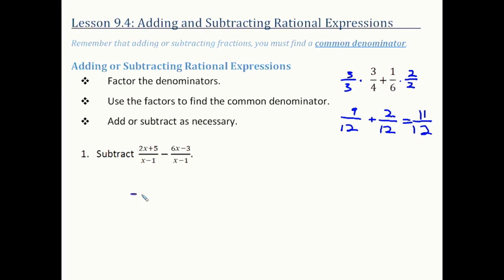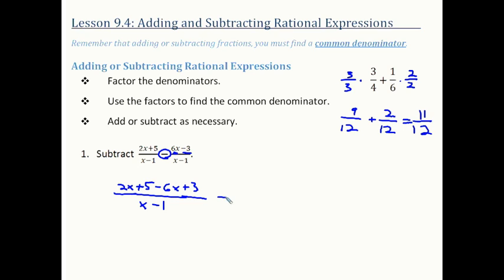Coming to this first example, we see that these already have a common denominator of x minus 1. So we can combine these. Now we have to be careful because we're subtracting. So when we're subtracting, we need to make sure we're adding the opposite. So really this is 2x plus 5 minus 6x plus 3, because when we subtracted, we need to make both of these negative, both the 6x and the negative 3. The negative 3 changes to a positive 3.